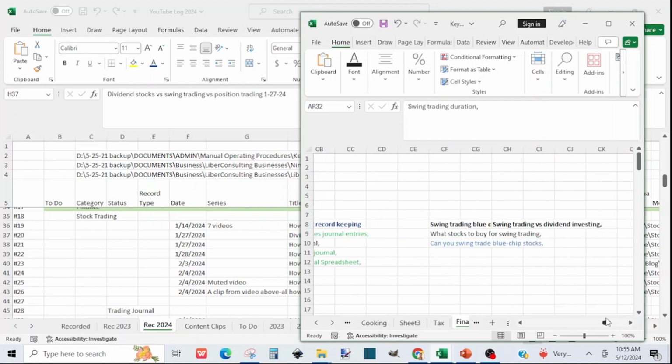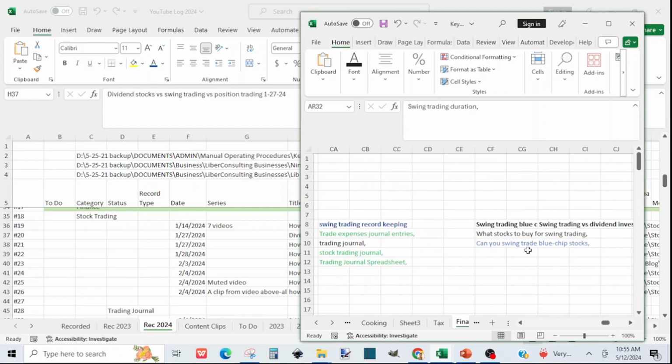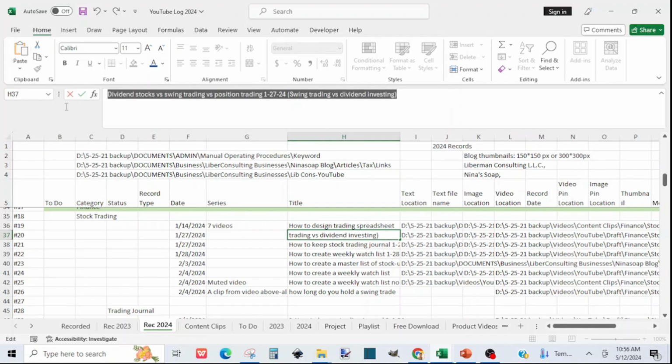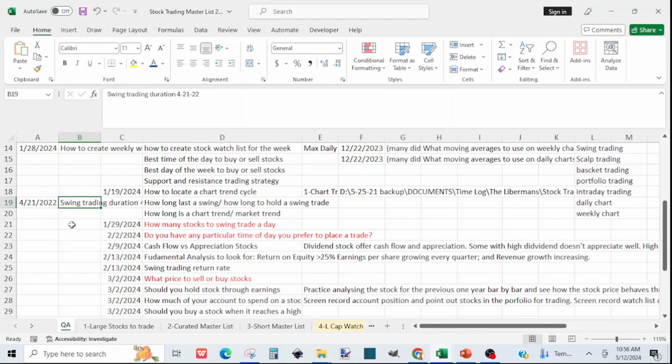I don't think I did a search on comparison here. Swing trading versus dividend investing. Okay. So if I copy this, and I create a video, let me see. Okay, now they're in here. And I can copy this, it was January 27. Create that content.